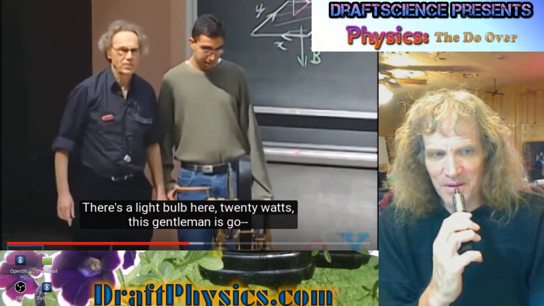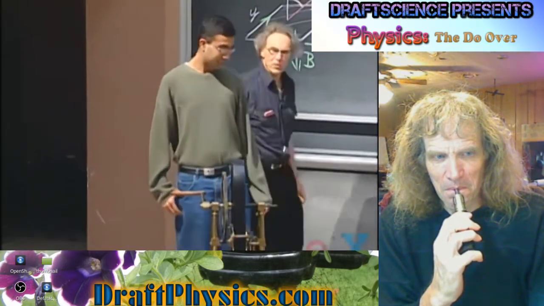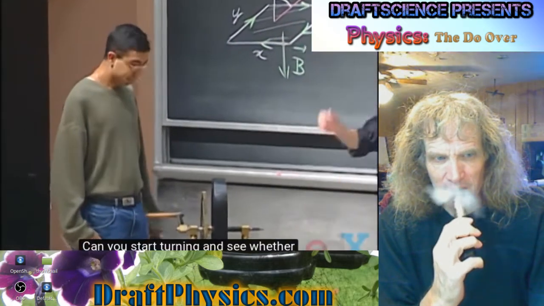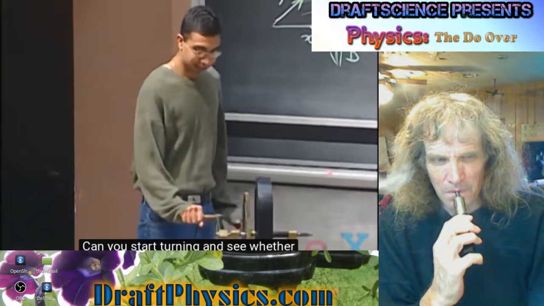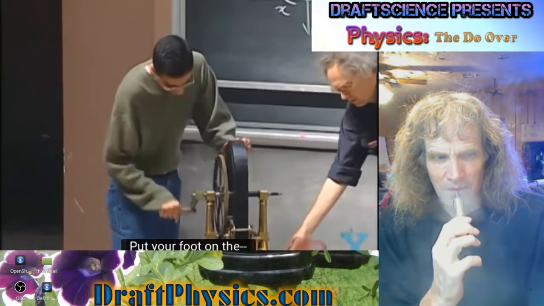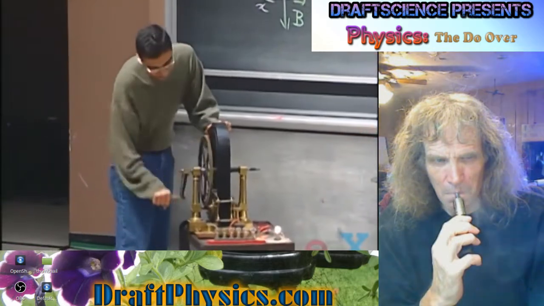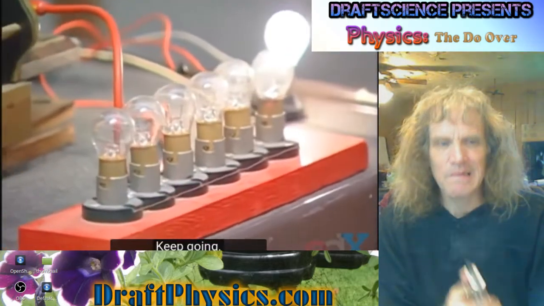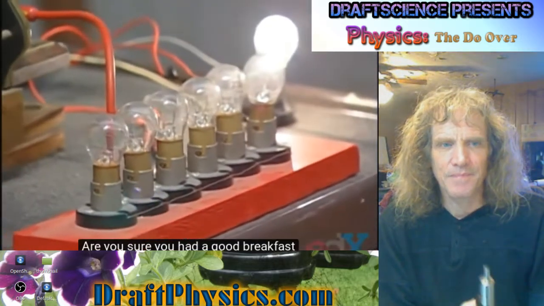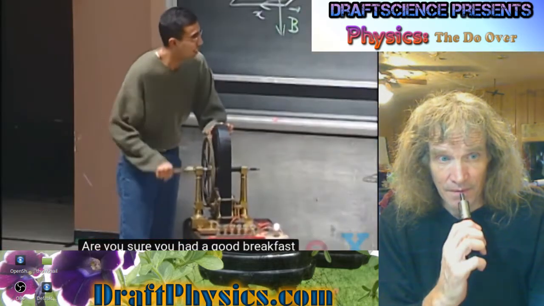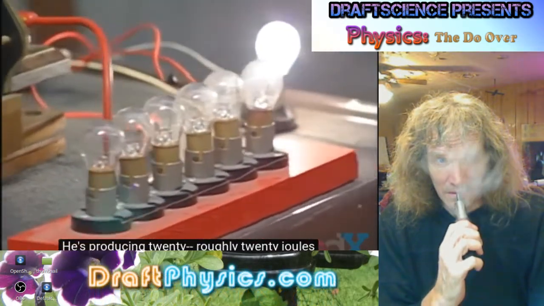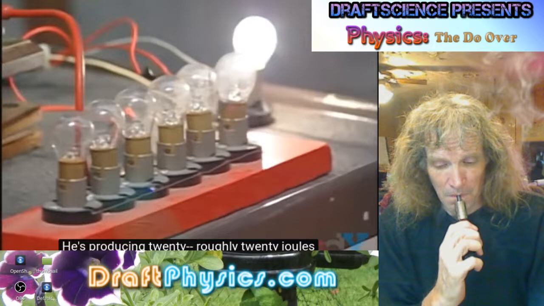There's a light bulb here, 20 watts. This gentleman, what is your name? Naveen. That's almost my last name. Can you start turning and see whether you can produce 20 watts? Put your foot on the... Yeah, keep going. Oh man, a little better. Keep going, that's not 20 watts yet. Are you sure you had a good breakfast this morning? He's producing roughly 20 joules per second now.